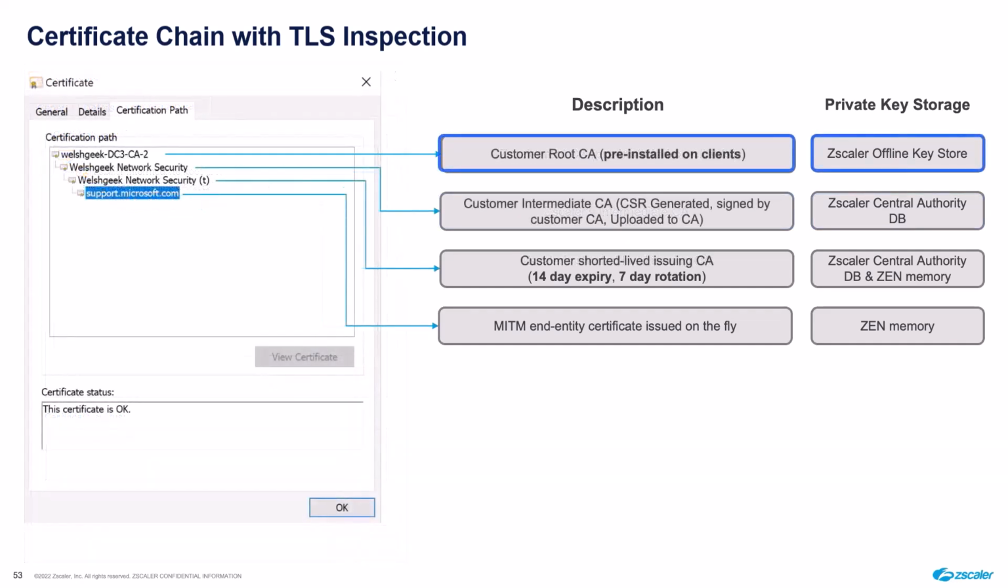If you take an example where a custom certificate is used, in this case my welshgeek.net certificate, my certificate authority is held within my Active Directory. That private key is encrypted. It stays within my organization. I issue an intermediate certificate authority towards Zscaler, which is uploaded. Again, that is only ever held within the central authority database. And the central authority issues that temporary certificate, which can then be distributed to the ZENs that need to do the inspection. And then the man in the middle certificate is issued on the fly, signed and issued by that temporary intermediate certificate.